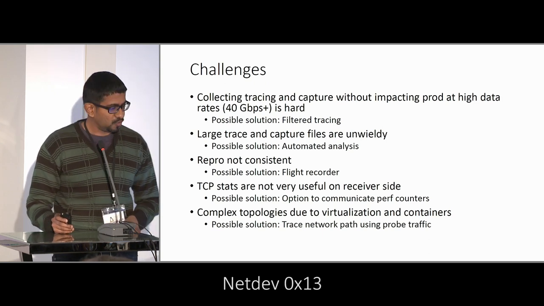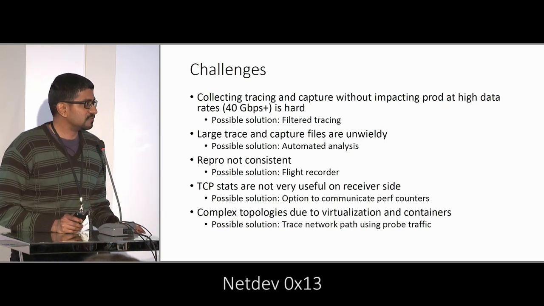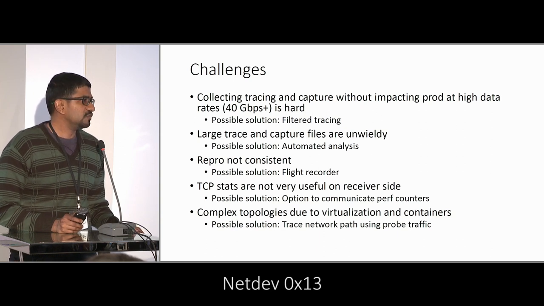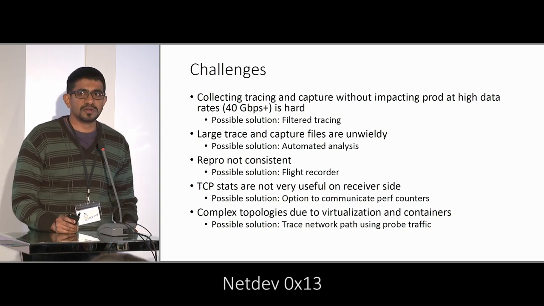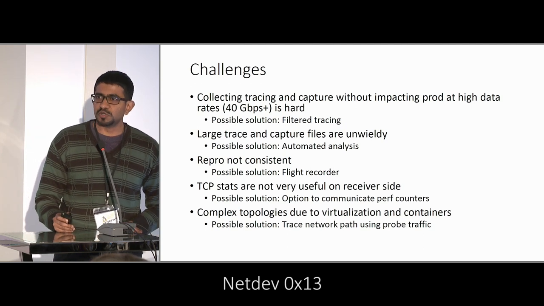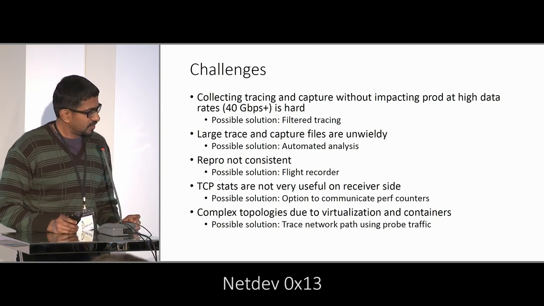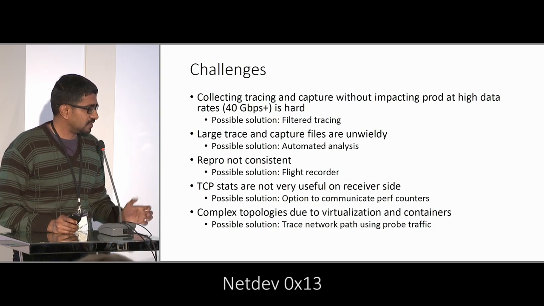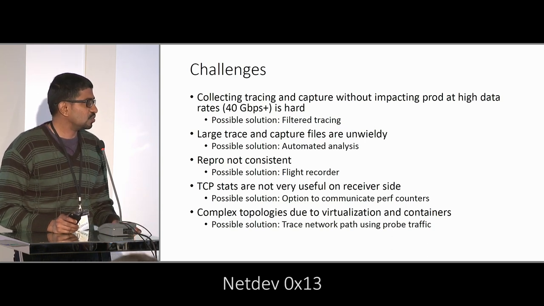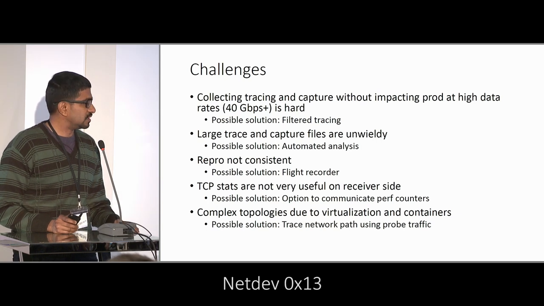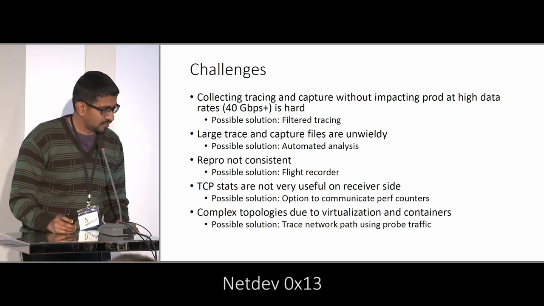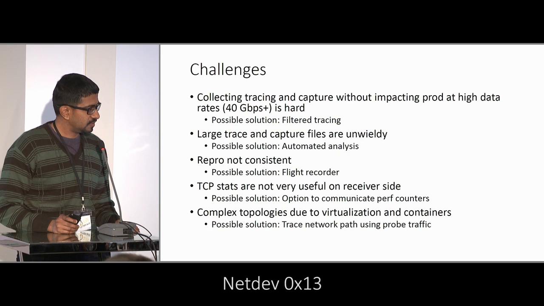So one of the solutions that we have been looking at is filtered tracing. Being able to specify the 4-tuple of interest or a 2-tuple of interest, and being able to only collect capture or tracing for that limited set of traffic, somewhat solves this problem. There might also be use in having tracing that can only trace particular events, for example, retransmits or congestion window events.